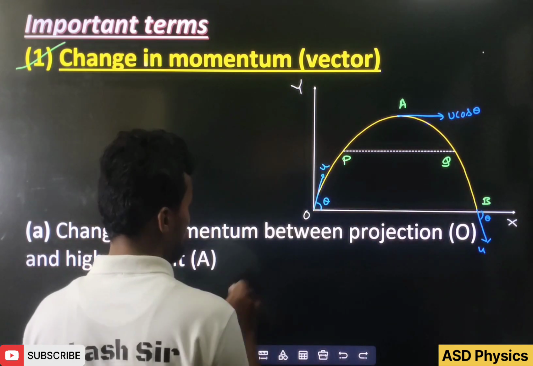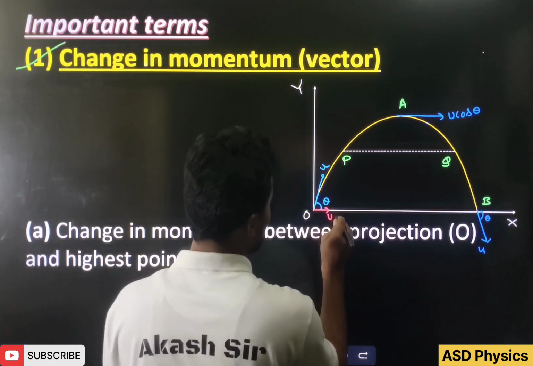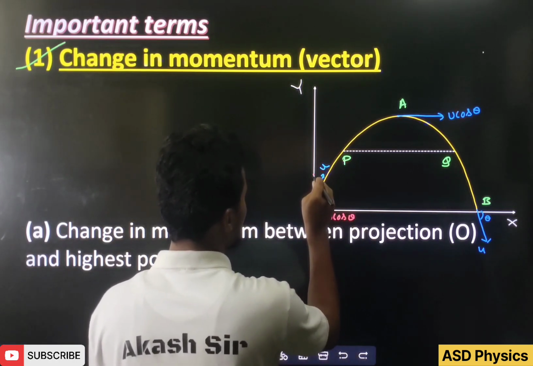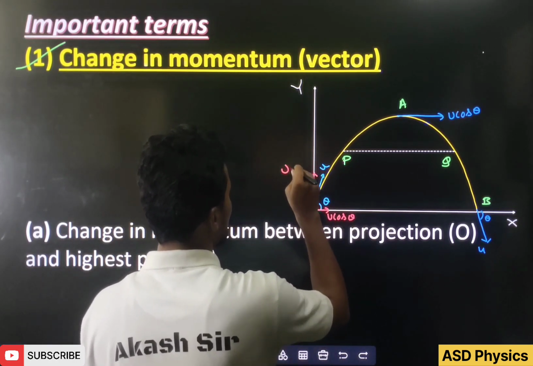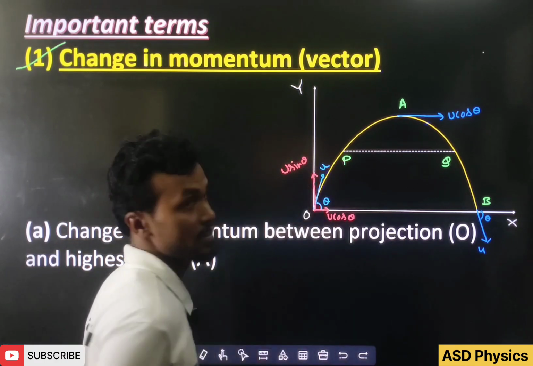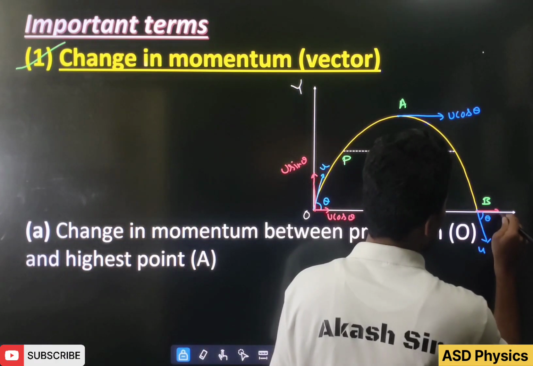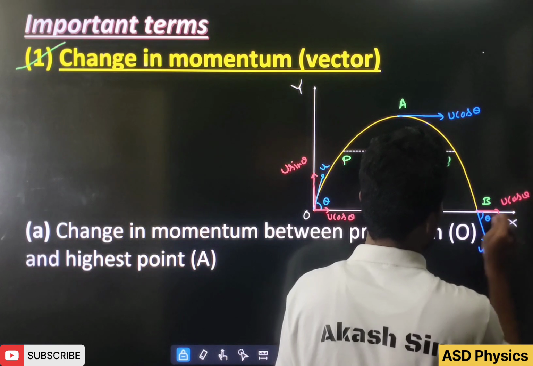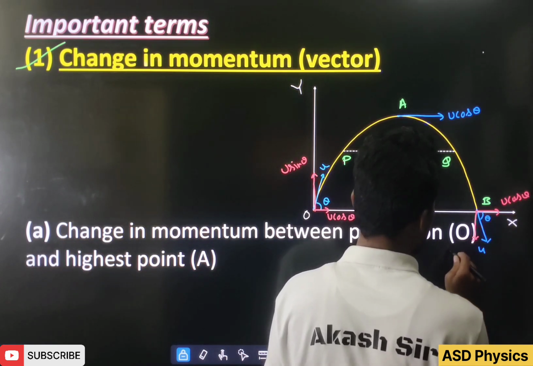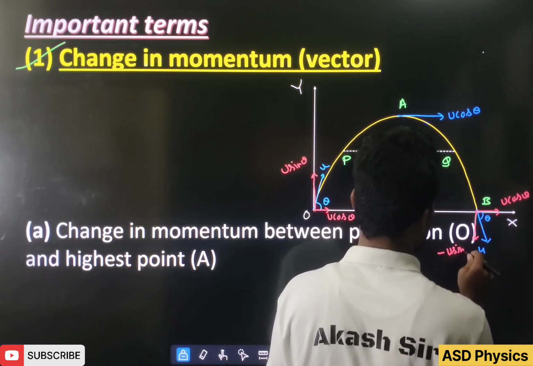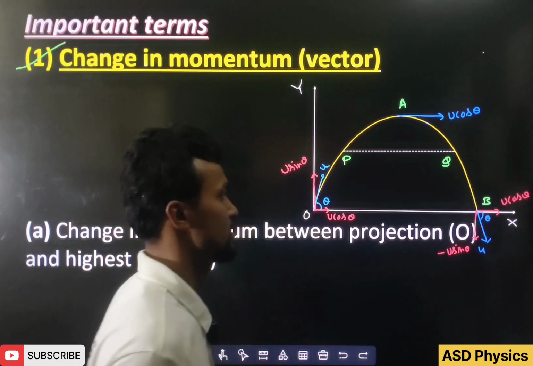So students, if I resolve also, you know very well, this side component, what is this? U cos theta, and this side component is what? U sin theta, is it? Similarly here also what is this? U cos theta, okay? And this component, if I write here, this will be how much here? Minus u sin theta, if I take the downward direction as minus, is it?